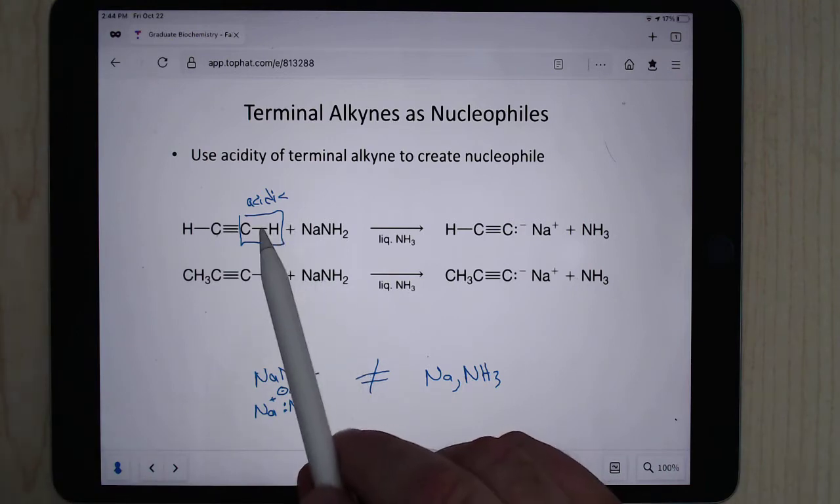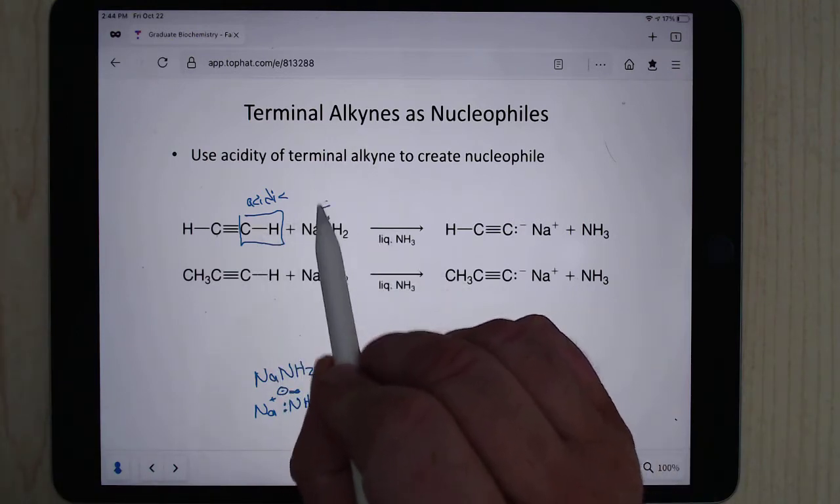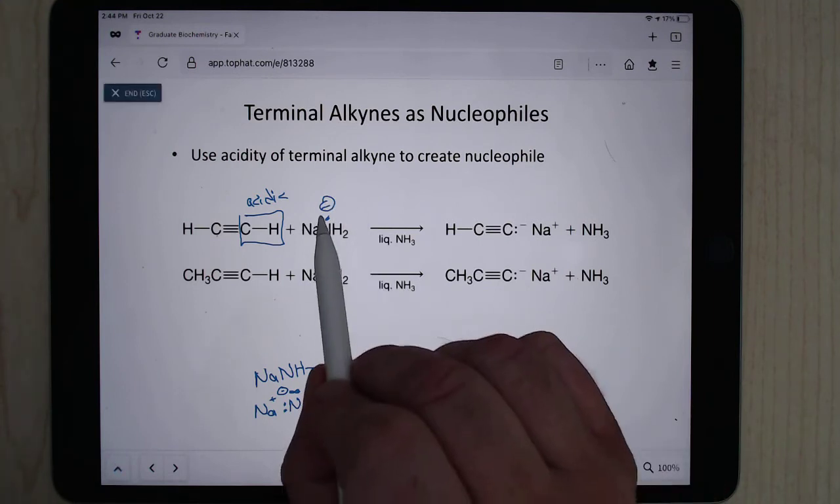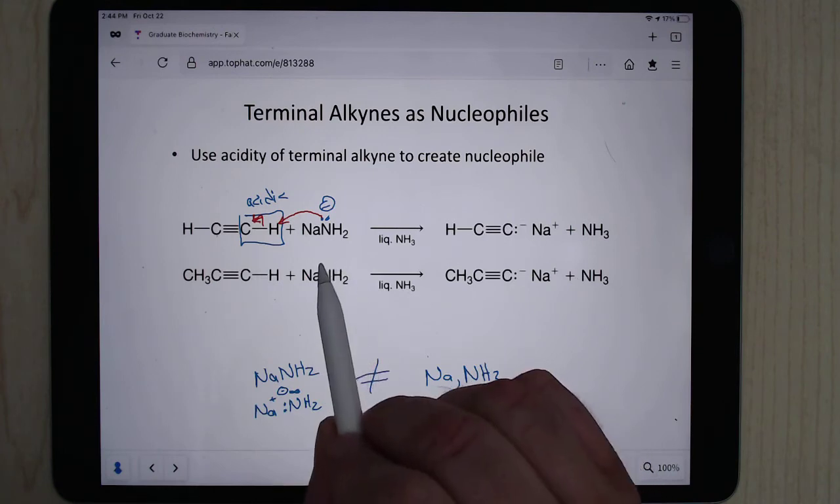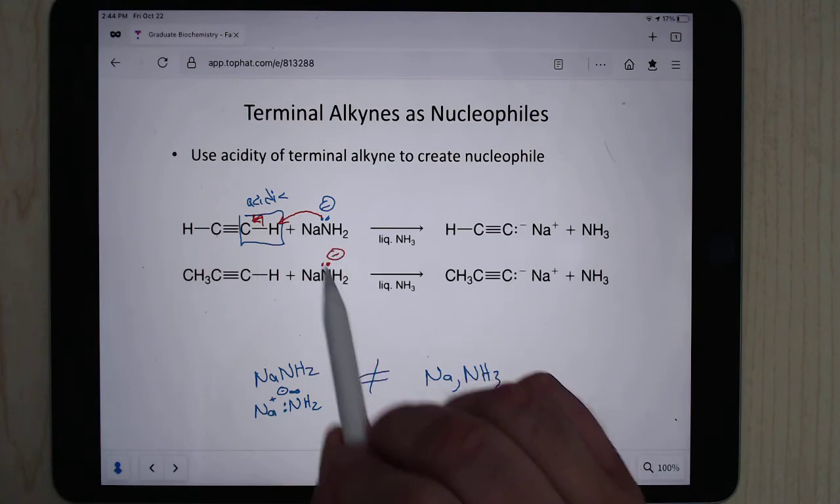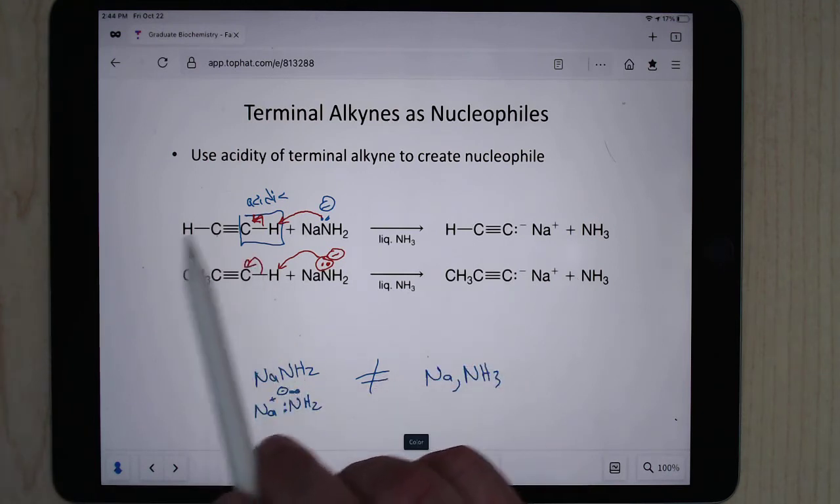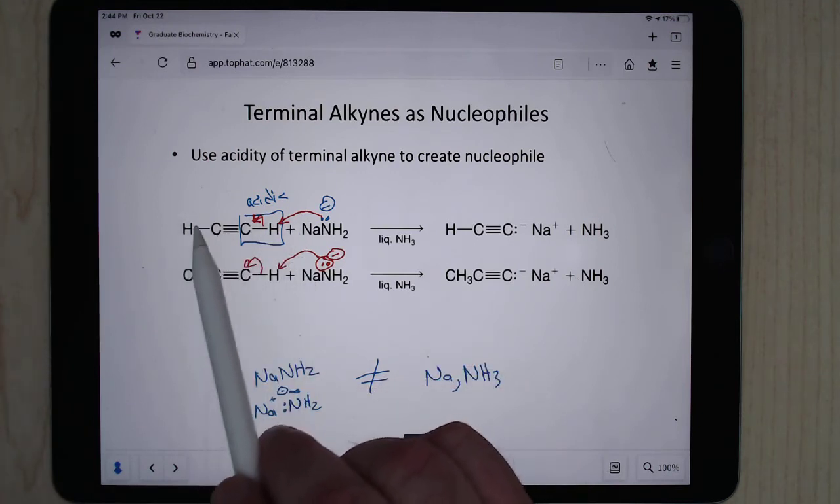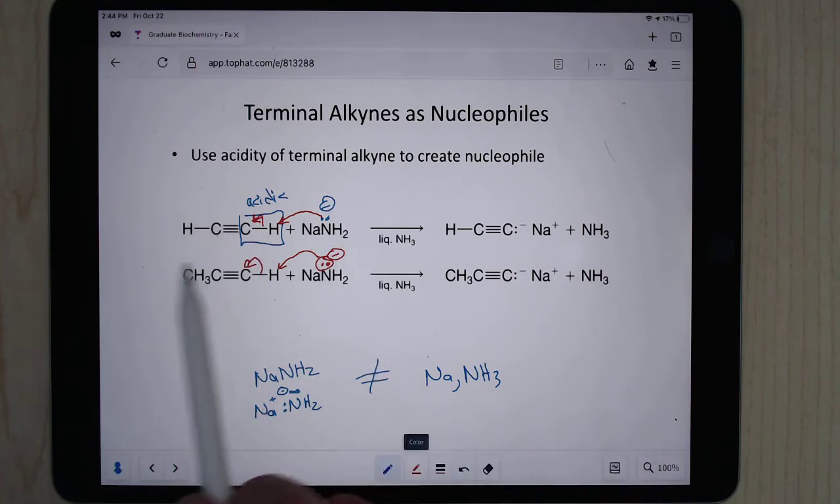So for this one, we're going to use this to snatch. This negative charge is going to come in here, grab this, kick this away. Same thing here. That negative charge on the ammonia is going to grab this, kick away. Now, on this top one, it could have grabbed this one. That's fine. But it can only do one at a time. It can't grab one off the CH3 because that's an alkane, and that's not particularly acidic. So you have to be careful.